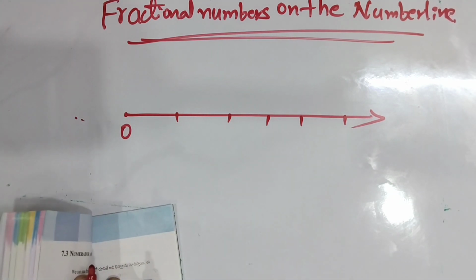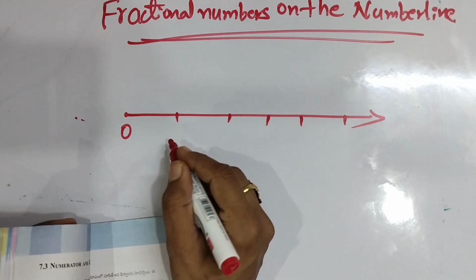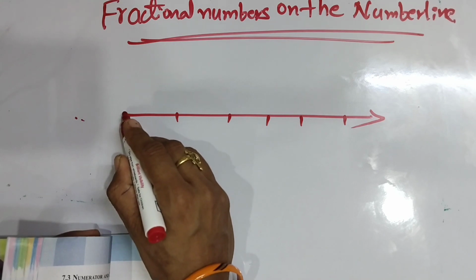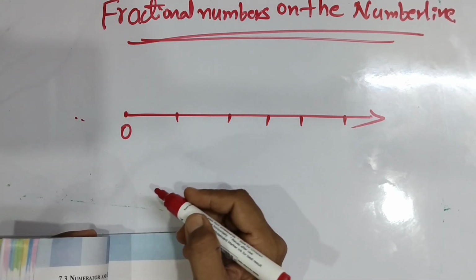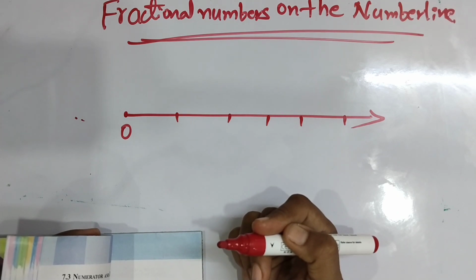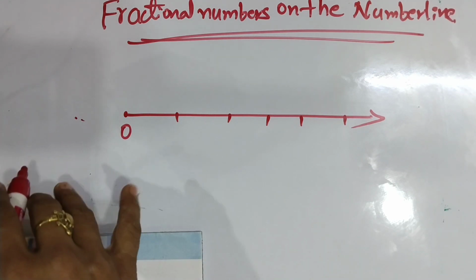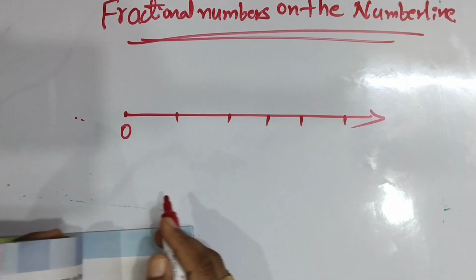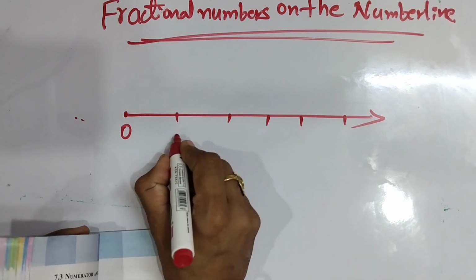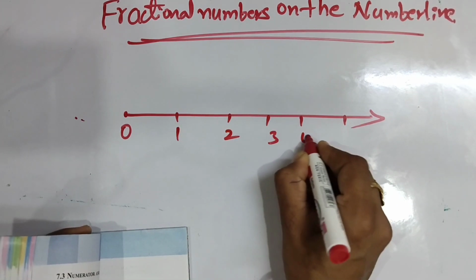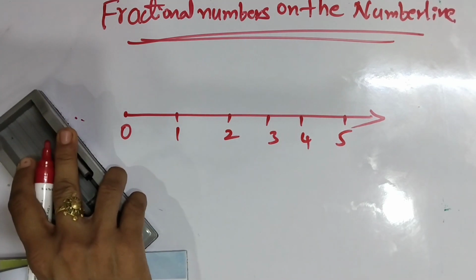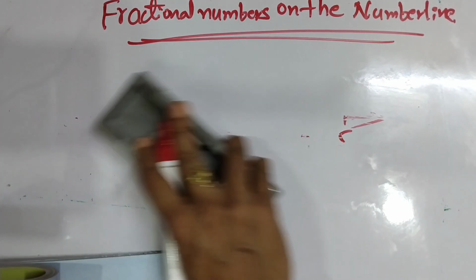In 6th class only whole numbers are given in the discussion, so I am taking 0 as the starting point. In 8th class state syllabus we are going to discuss all negative fractional numbers and positive fractional numbers. For 6th class standard this is enough. 1, 2, 3, 4, 5. Later on, infinite numbers we can write on the number line.